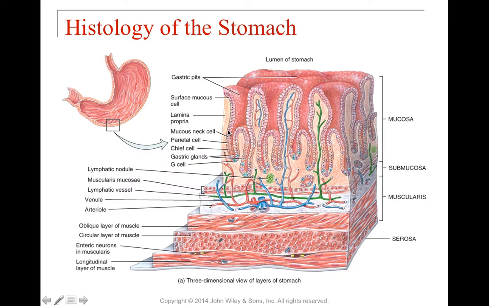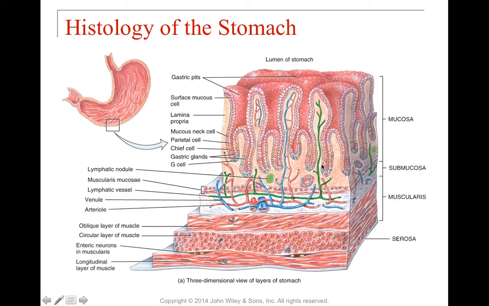We have mucous neck cells here, which are going to be right at the top of these deep pits. Inside the pits, we have parietal cells, chief cells, gastric cells, and G cells, which all secrete different things, and we'll go over them independently. In that submucosal layer, we are going to have these lymphatic nodules, the MALT, so the mucosal-associated lymphatic tissue. We also have lymphatic vessels.